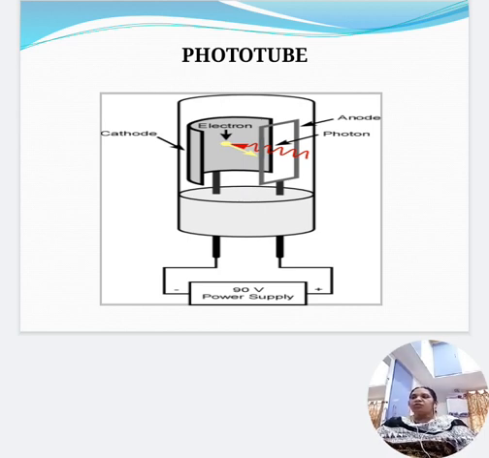So this is a phototube, which consists of an anode and a cathode. There are two electrodes inside an evacuated chamber, one is the anode and another one is the cathode. A photon is incident onto the electrodes.